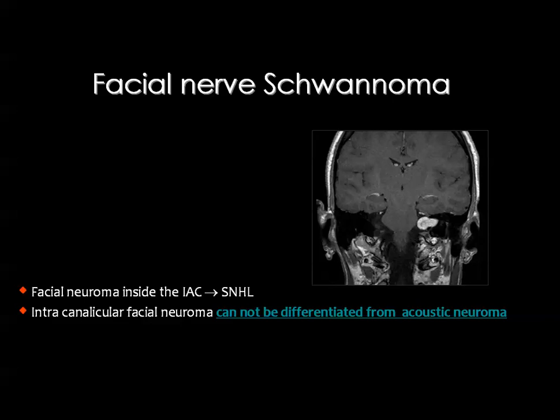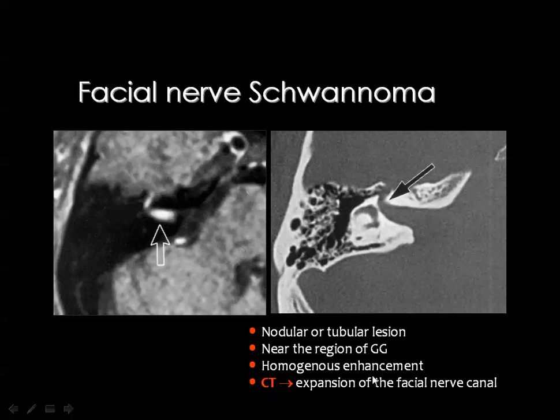But in such cases, you can never discriminate between acoustic neuroma and facial schwannoma, because facial neuroma inside the internal auditory canal will result in sensorineural hearing loss exactly similar to acoustic neuroma. And also consider that acoustic neuroma is by far more common than the facial schwannoma inside the internal auditory canal. Then you can appreciate the facial schwannoma if it occurred along the course of the facial nerve.